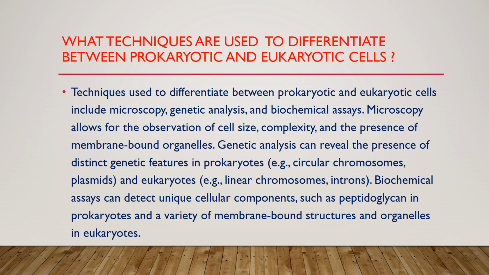What techniques are used to differentiate between prokaryotic and eukaryotic cells? Techniques used to differentiate between prokaryotic and eukaryotic cells include microscopy, genetic analysis, and biochemical assays. Microscopy allows for the observation of cell size, complexity, and the presence of membrane-bound organelles. Genetic analysis can reveal the presence of distinct genetic features in prokaryotes, for example circular chromosomes and plasmids, and in eukaryotes, for example linear chromosomes and introns. Biochemical assays can detect unique cellular components such as peptidoglycan in prokaryotes and a variety of membrane-bound structures and organelles in eukaryotes.